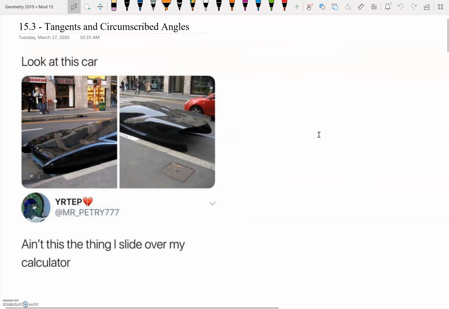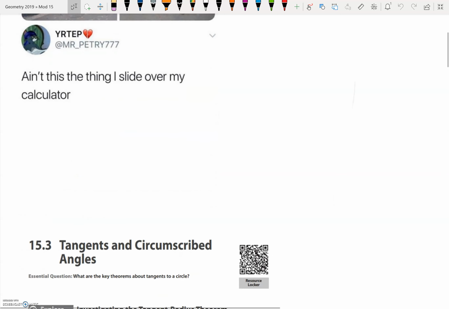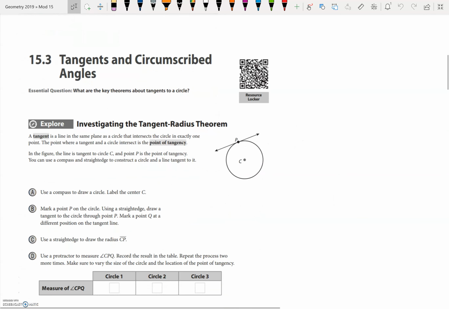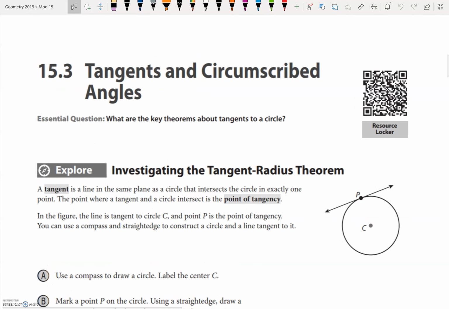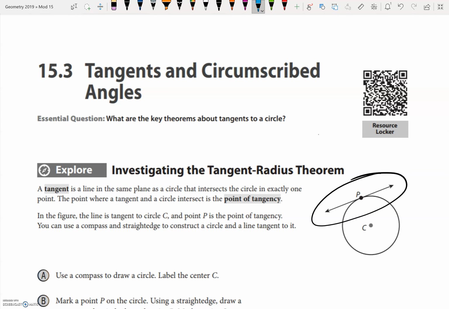Okay, so we are going to start off our first geometry lesson by looking at 15.3 with tangents and circumscribed angles. So let's go ahead and start by looking at the tangent radius theorem. It says that a tangent is a line in the same place as a circle that intersects a circle in exactly one point. As we already reviewed, this is going to be a tangent line, and the place where this line intersects the circle is called a point of tangency.